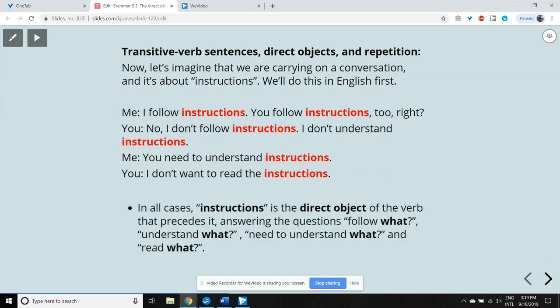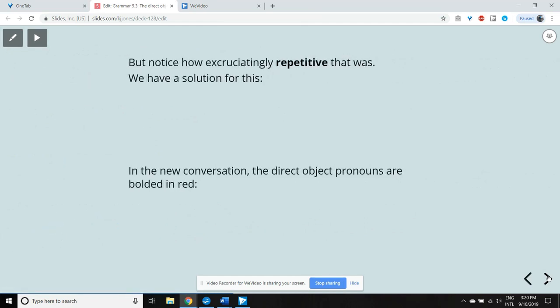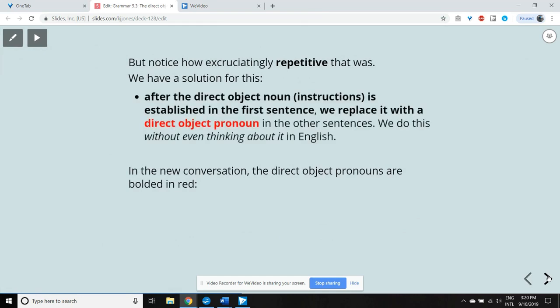In all cases, again, instructions is the direct object of the verb that precedes it, and it answers the questions, follow what? Understand what? Need to understand what? And read what, right? You can see that in each of the sentences here. This is what direct objects do. They answer the question, what? With respect to the action of the verb, as in, follow what? Instructions. But notice how excruciatingly repetitive that was? That hurt, right? We have a solution for this.